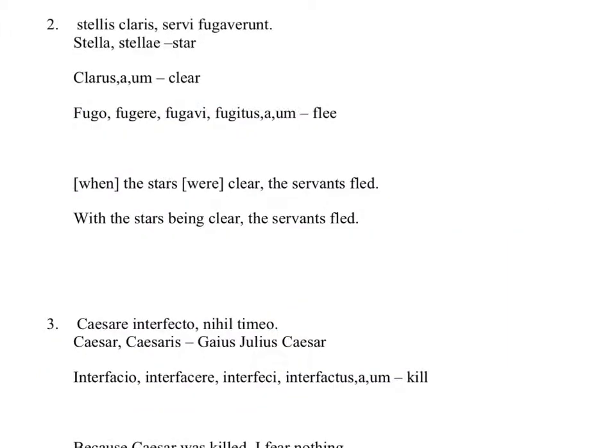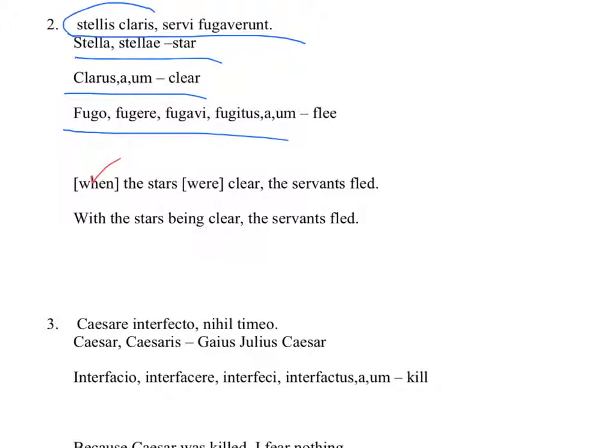All right, here's a second example. Stellis claris servi fugerunt. Stella is star, claris is clear, and fugo means flee. So you could try the word when for your ablative absolute clause. I'm going to make it simple. I'm going to put the ablative absolute clauses at the very beginning, which is where they most often are. They don't have to be in the very beginning, but they most often are. Stellis claris is your ablative absolute phrase, right here in the beginning of the sentence. Stellis claris. That sets up the circumstances or the conditions for the main clause, which is the servants fled.